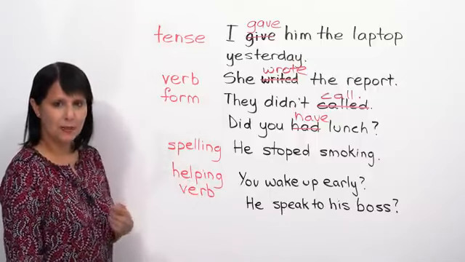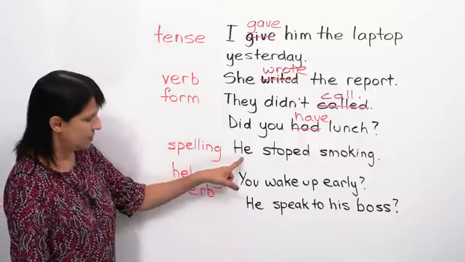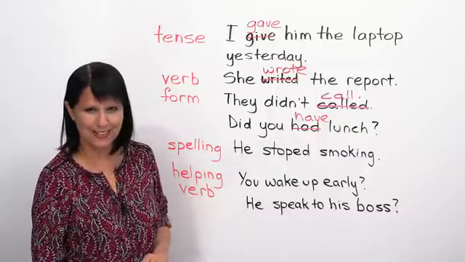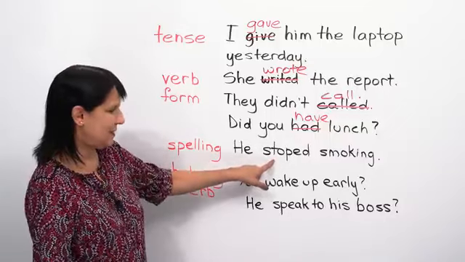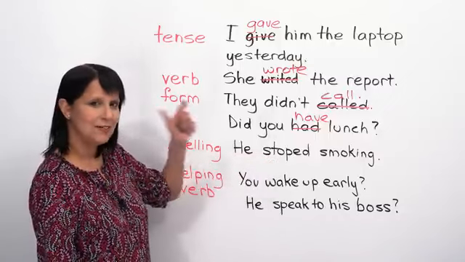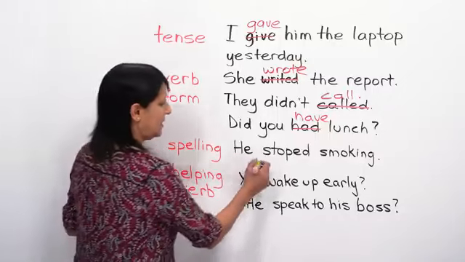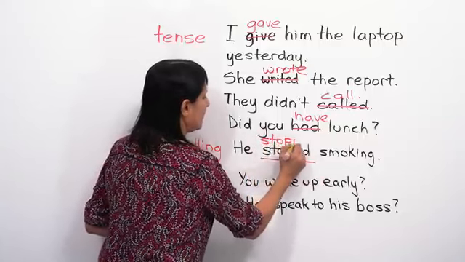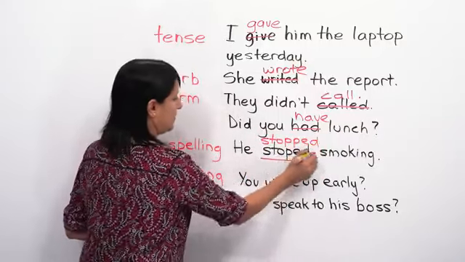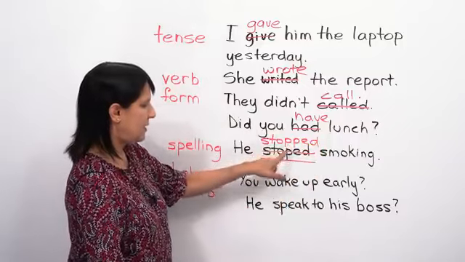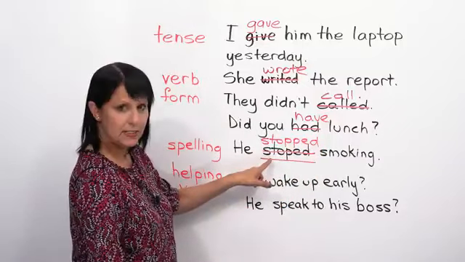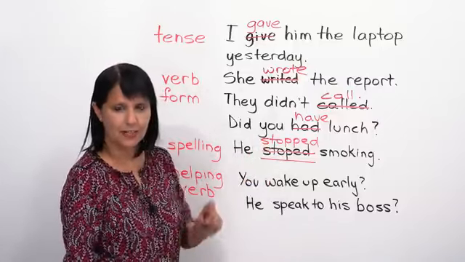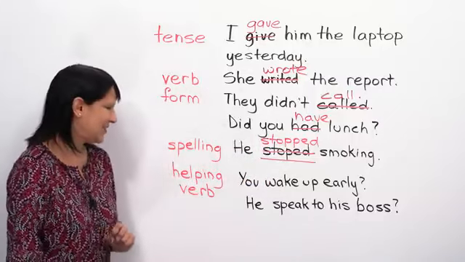Sometimes the mistake is in spelling. For example, this person wrote, he stoped smoking. So here, what did we need to do? Do you remember when we learned about the spelling? This should be, he stopped smoking, okay? Because we had consonant, vowel, consonant for stop, and then we need to double the last letter and add ed, all right? Good.